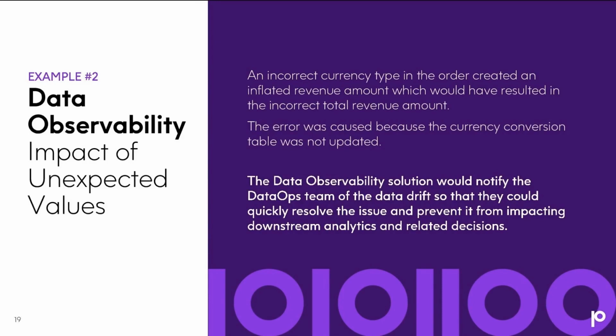So one of the examples was where an incorrect currency type in the order inflated the revenue amounts multifold. And this error was caused because the currency conversion table was not updated. It's a classical example of multiple stakeholders managing the IT environment, where you have multiple places to update, to synchronize before you introduce something new. A new geography was expanded for the customer base, and the orders came in a new currency, and that was accounted for in most of the systems except for one, which caused a problem.